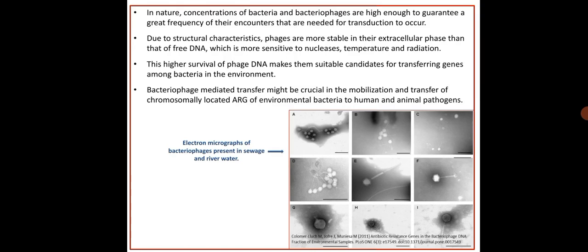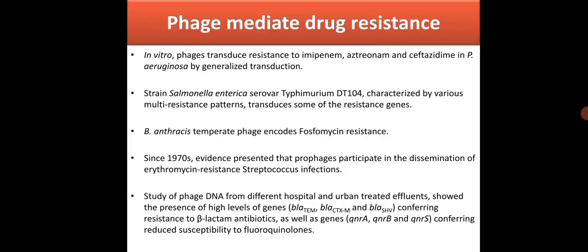Bacteriophage mediated transfer might be crucial in the mobilization and transfer of chromosomally located antibiotic resistance genes of environmental bacteria to human and animal pathogens. In vitro, phages transduce resistance to imipenem, aztreonam, and ceftazidime in Pseudomonas aeruginosa by generalized transduction. Strain Salmonella enterica serovar Typhimurium DT104, characterized by various multiple resistance patterns, transduces some of the resistance genes.